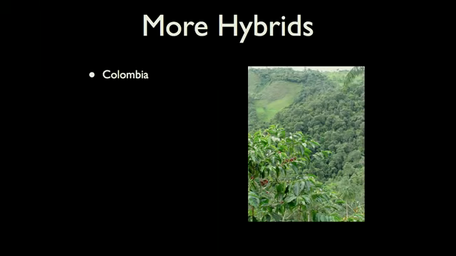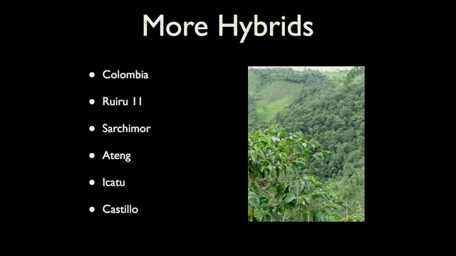The variety called Colombia, which was developed by the Colombian Coffee Federation. Ruiru 11, which was developed by the Coffee Research Foundation in Kenya, and includes, as one of its parents, SL28, but also includes some Catimor for disease resistance. Sarchimor was a Catimor variety that was developed in Costa Rica. Ateng was developed in Indonesia and actually named after a famous Indonesian comedian, randomly. Icatu, Castillo, also from Colombia. Icafe 90, which is from the Instituto Hondureño de Café in Honduras. So these are all varieties that were scientifically made and designed for their suitability in terms of agriculture.